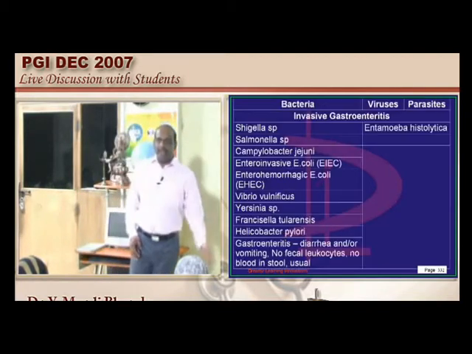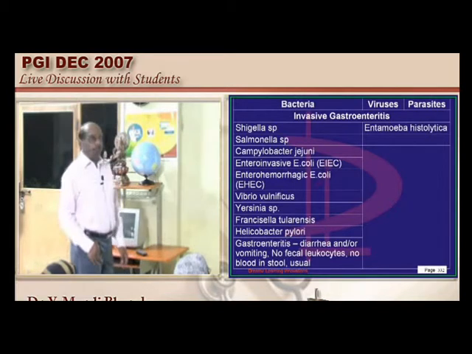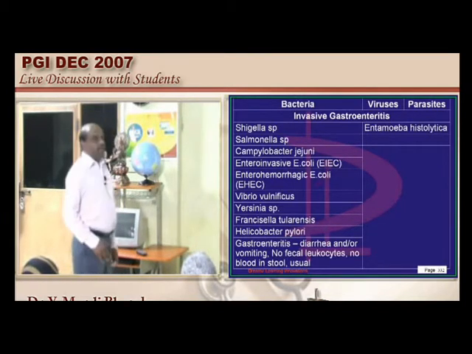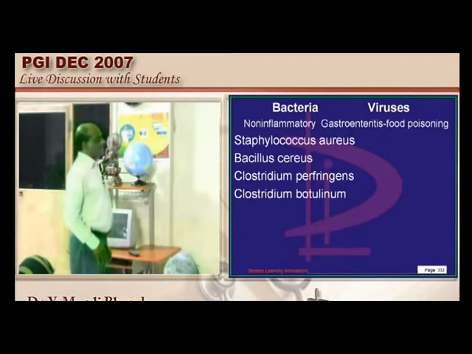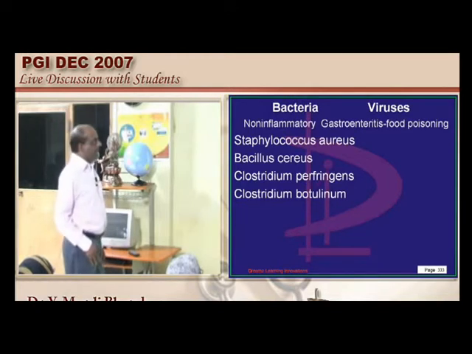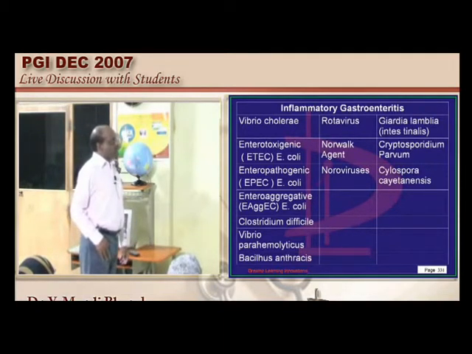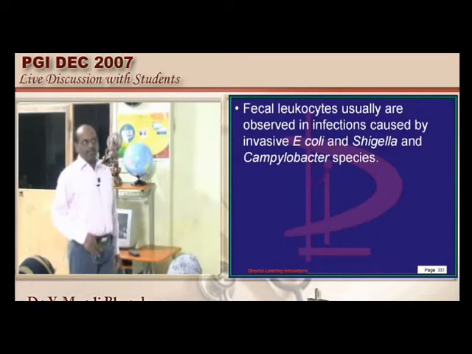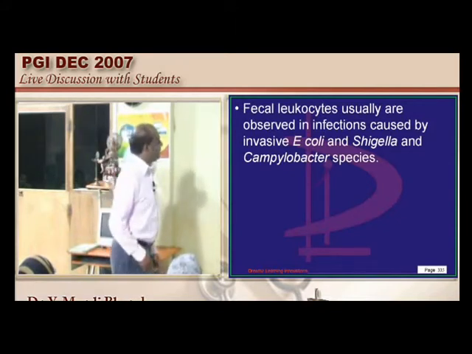Now, divide the gastroenteritis, doctor. Inflammatory, non-inflammatory and invasive gastroenteritis is the broad division. Shigella, Salmonella, Campylobacter, entero-invasive, entero-hemorrhagic, Vibrio vulnificus, Yersinia, Francisella, H. pylori, Entamoeba are all examples of invasive gastroenteritis. Whereas Staph aureus, Bacillus, Clostridium perfringens and botulinum are non-inflammatory. All these invasive agents plus rotavirus and Norwalk are examples of inflammatory gastroenteritis, and typically you find fecal leukocytes in the stool examination whenever there is an invasive pathogen, which needs to be remembered.